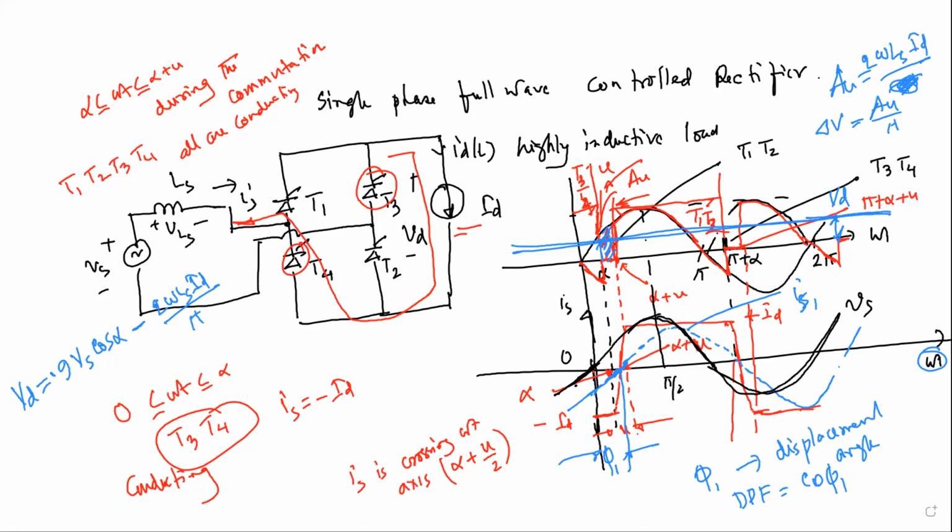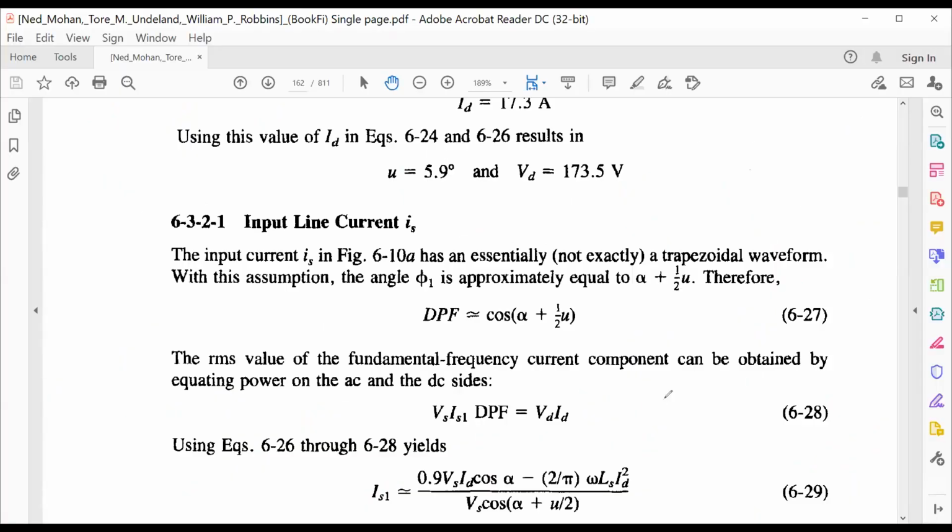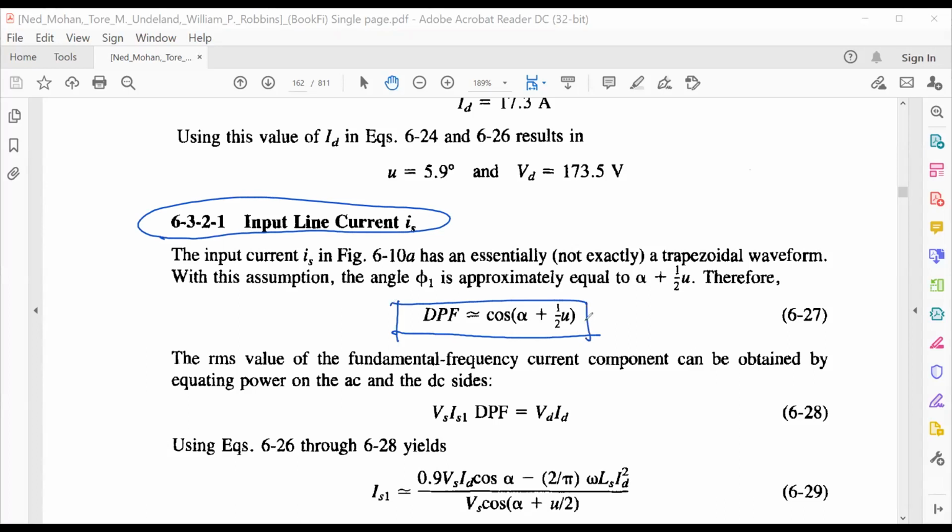Now I'm going back to your book. Here, article 6.3.21 mentions that the displacement power factor, as I have already proved, will be cosine of phi 1, that is just cosine of alpha plus u by 2. It is not exactly going in the middle of the u, that u by 2, but we can always take that.